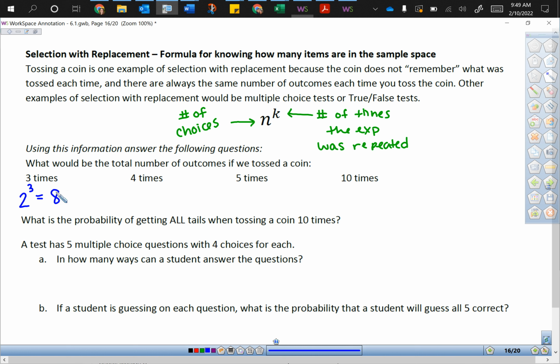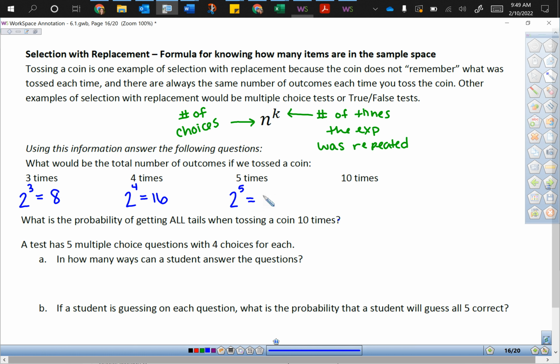Now, if we tossed a coin 4 times, how many choices do I have still? I still have 2. That's not going to change. But how many times am I repeating the experiment? 4. What is 2 to the 4th? 16. The size of the sample space would be 16, which is still not impossible to come up with by hand, but it's not ideal. Okay, what about 5 times?